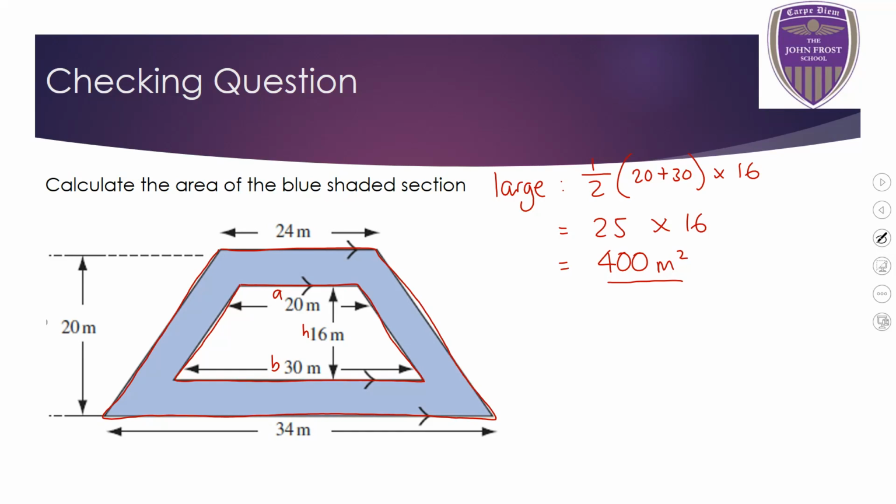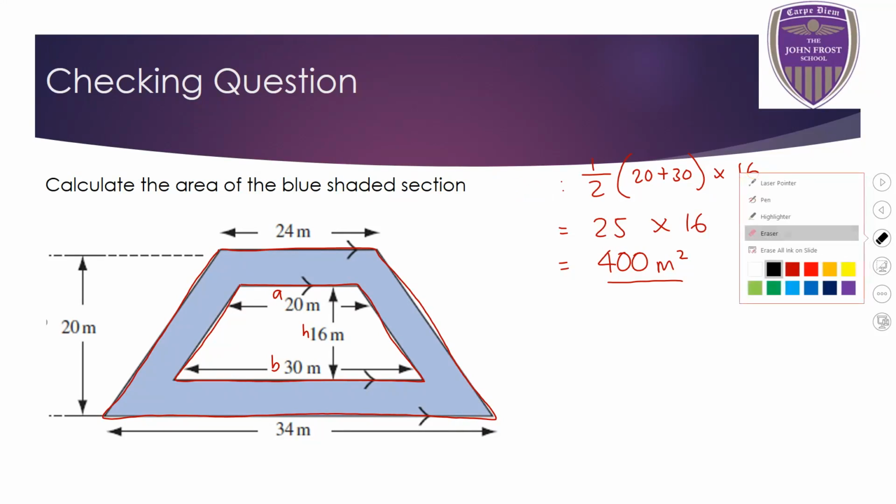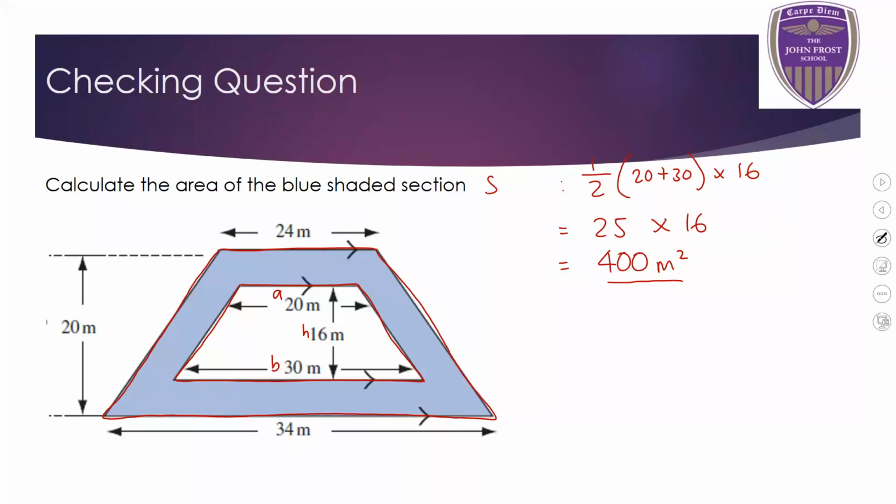Oh, my bad. That's actually the small one, isn't it? I've just done the small one. That doesn't matter. We'll do the large one now. So that's the small one, sorry. The large one is using these values now, so A, B, and H. Let's do that one now. So ignore what I said earlier. The small one's 400. The large one is what we're working out now.